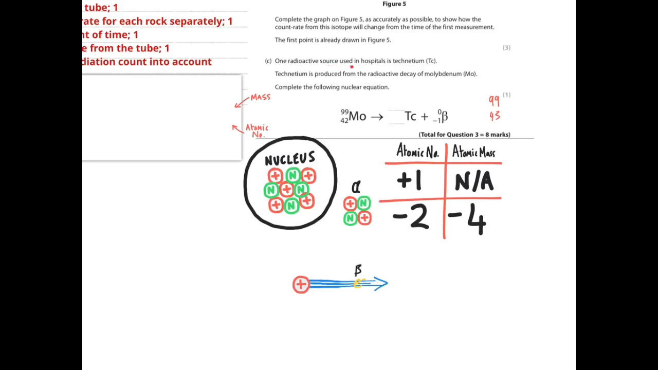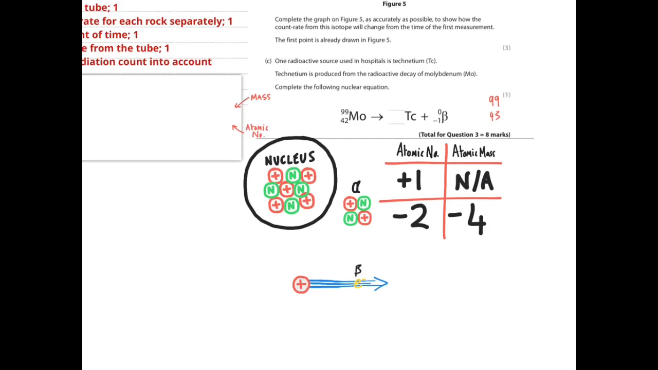One radioactive source used in hospitals is technetium. Technetium is produced from the radioactive decay of molybdenum, Mo. Complete the following nuclear equation. So basically, you've got to know that if you look here, it says beta. So you know it's decaying via beta radiation, not alpha, and it would never say gamma here.